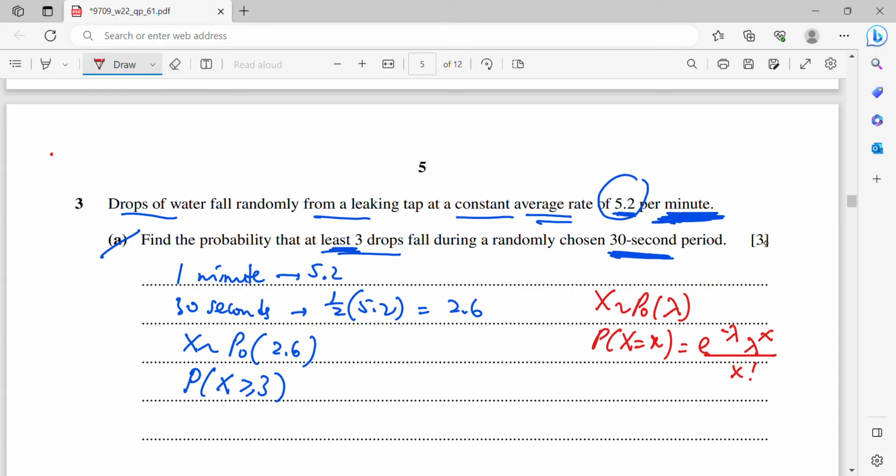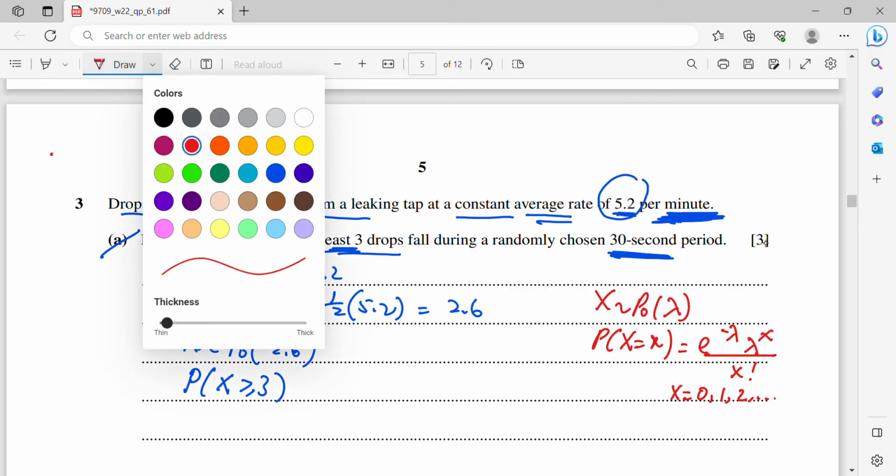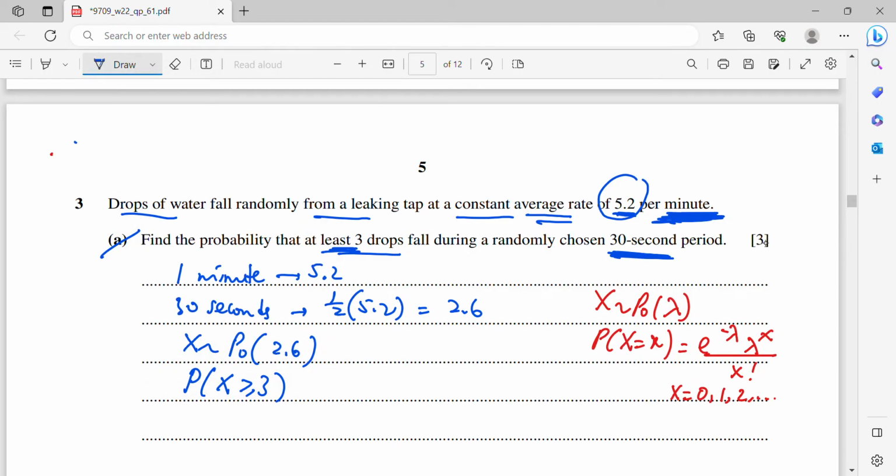So for the Poisson, the x starts from 0 and continues until infinity. Due to that reason, if it is greater than or equal to 3, you will not calculate 3, 4, 5, 6, and so on, because you don't know when to stop. So we will use the complementation rule, which is 1 minus P(X < 3), or 1 minus P(X ≤ 2). If less than 3, it will be from 0 until 2.